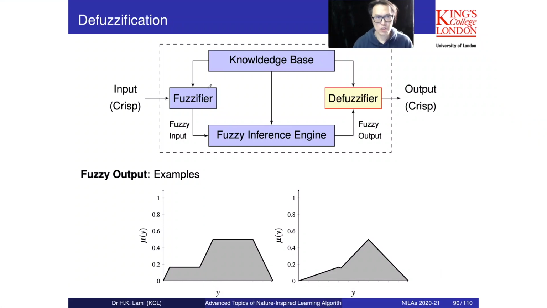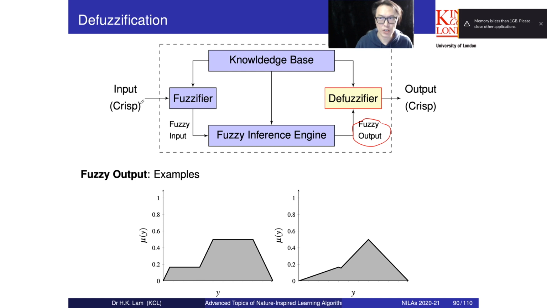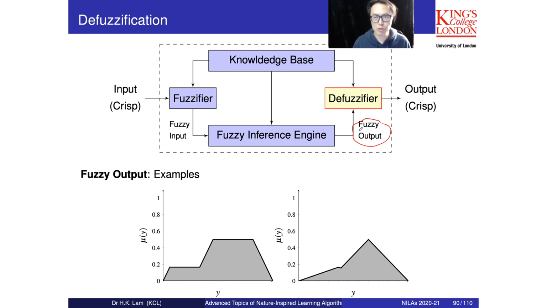We move on to the defuzzification process. According to this figure, that is the last unit, we are going to perform this defuzzification on the fuzzy output. That means after we receive the input, and after we perform the reasoning, right here we will obtain the aggregated membership function like this one, or this one, according to what kind of inferencing method we are going to use.